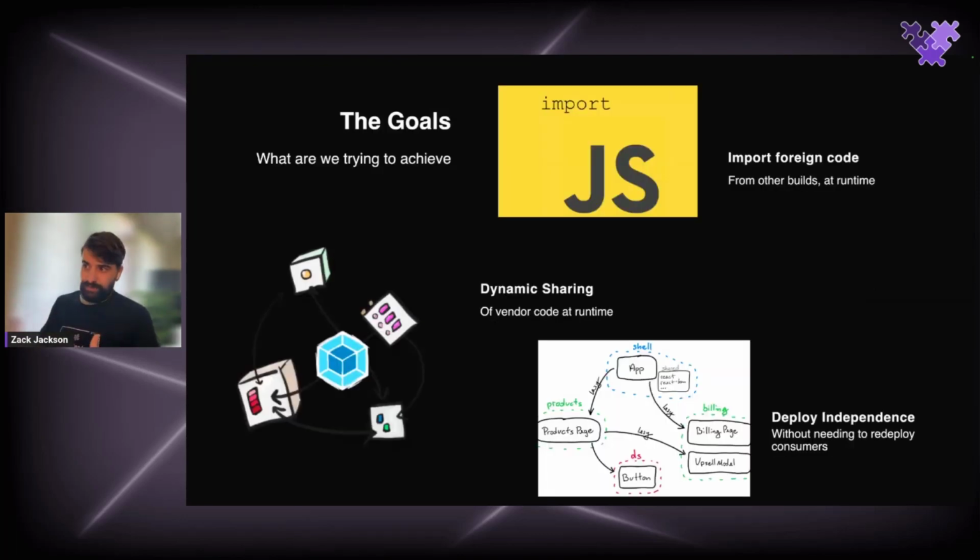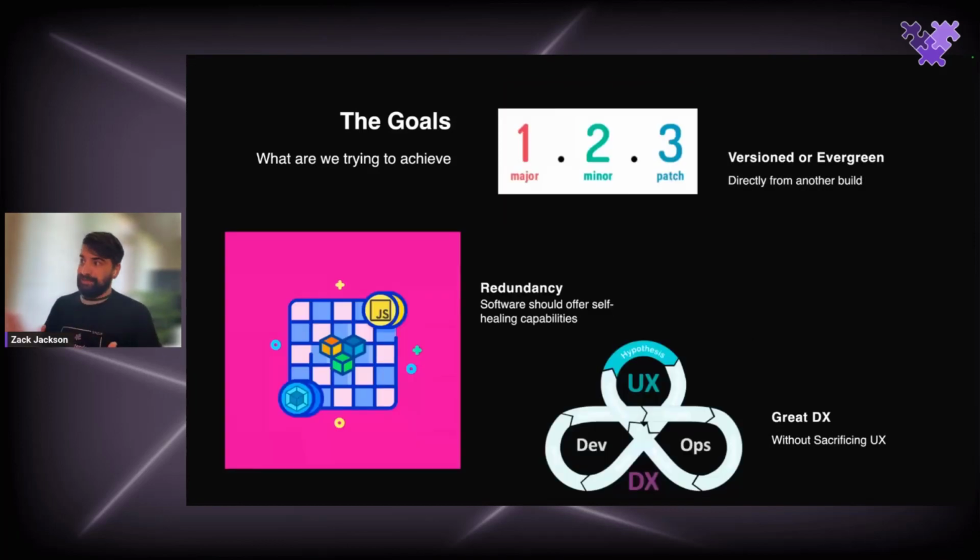So the real goals that we were trying to get out of Federation were dynamic sharing, importing foreign code, and deployment independence. Obviously, a lot of this stuff is at runtime, which is where we get the most flexibility and the most instability if you don't have the right guardrails on it. But some of the other things that we wanted to improve, given the challenge that comes with runtime self-forming applications, is I wanted the ability to either version or make these things evergreen. So, have some form of a runtime lock file or something similar to that. I wanted some level of redundancy, so it should have capabilities to self-heal.